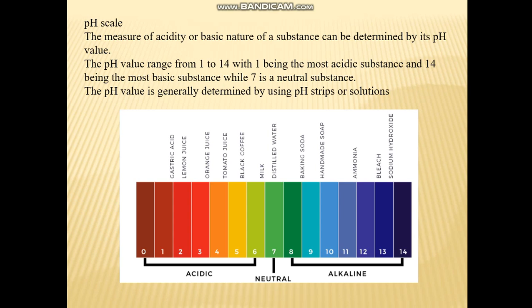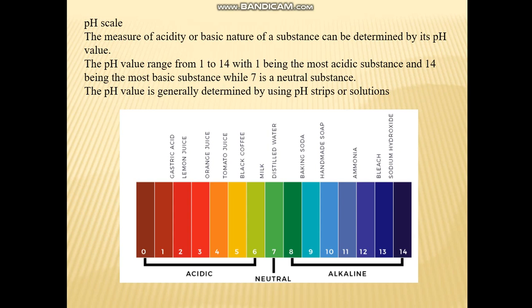Next we will see the pH scale. The pH scale is the measure of acidity or basic nature of a substance, defined by the pH value. When you go for higher classes, you will study pH, that is, power of hydrogen. The pH value ranges from 1 to 14. You can see in this color indicator, 1 being the most acidic substances till 14 being the most basic substances, where 7 is neutral. If you take normal distilled water, it is neutral.